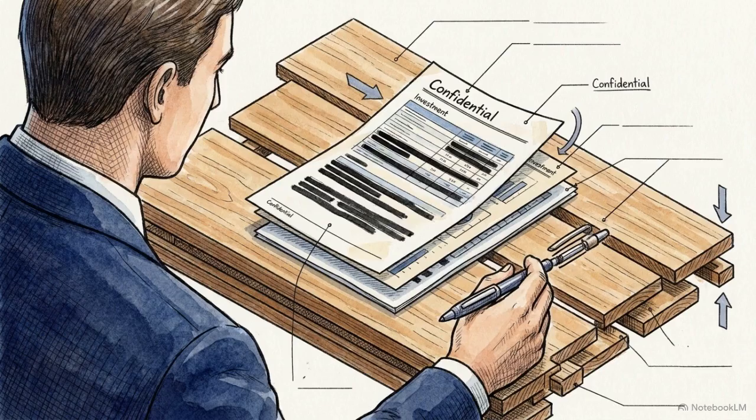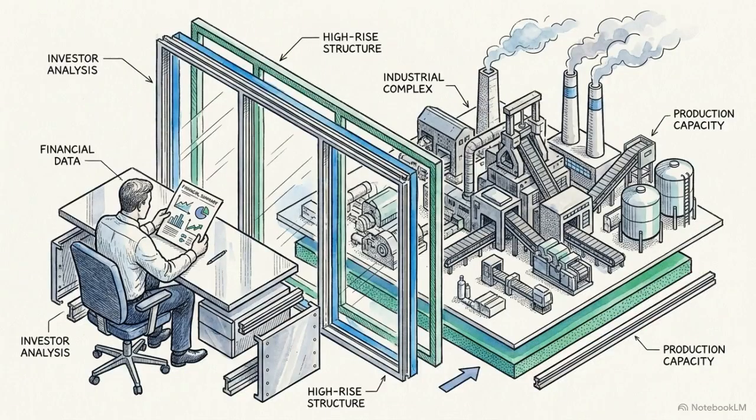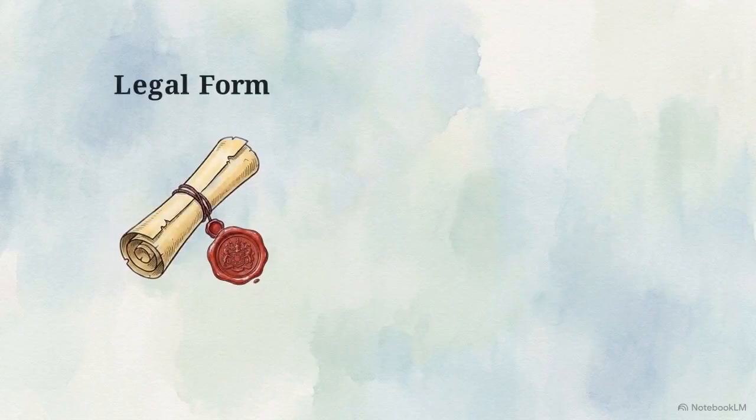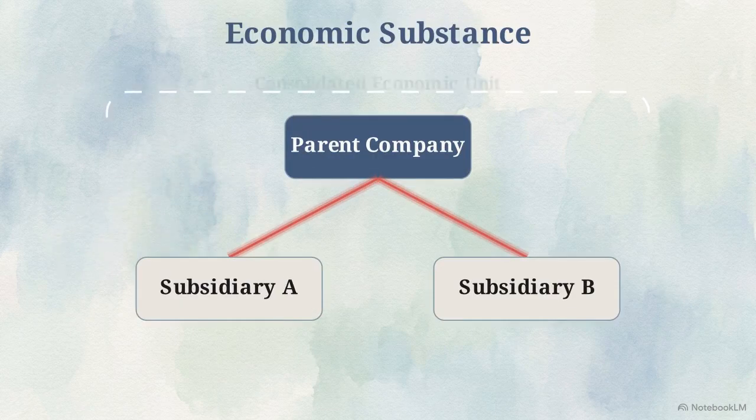Because these operational details are hidden in the standalone statement, an investor reviewing only the parent's records will underestimate the total resources and actual debt. Relying on these standalone legal statements provides an incomplete picture of a group's actual financial leverage. Accounting standards resolve this problem using a governing concept called substance over legal form.